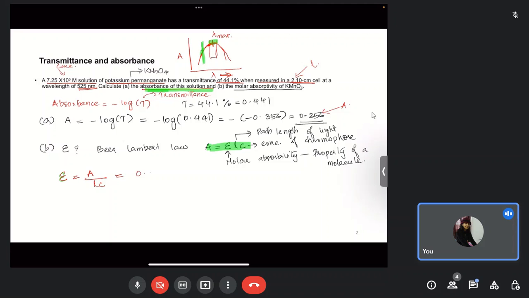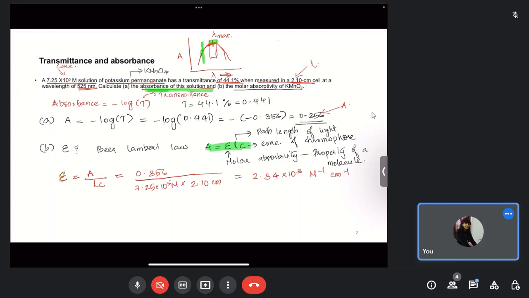So A is 0.356 divided by 7.25 into 10 to the power minus 5 molar into 2.10 centimeter. So this is going to be 2.34 into 10 to the power 3 mole inverse centimeter inverse.